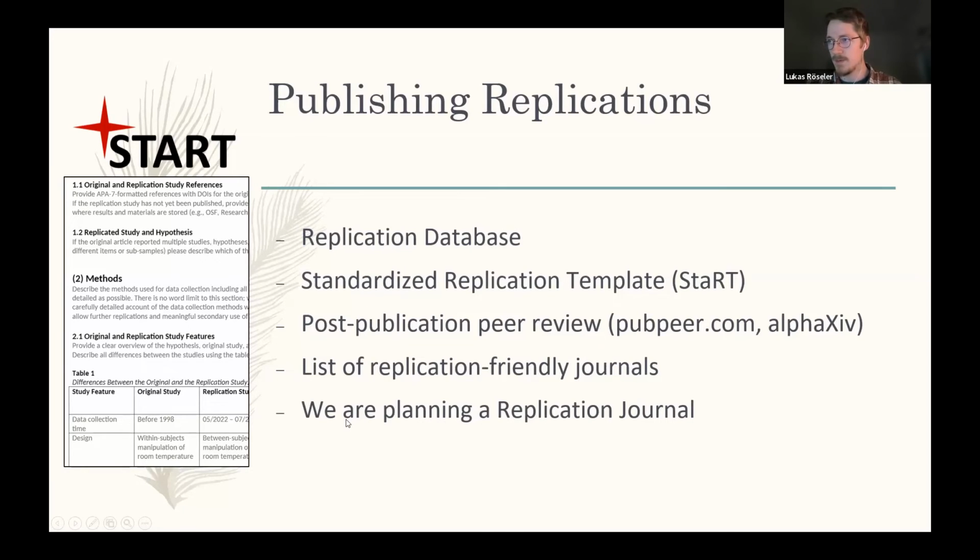And we want to engage in post-publication peer review with a project where we want to comment on all studies for which there are replication attempts. We are maintaining a list of replication-friendly journals, and as the biggest point that is currently in the planning phase, we are planning to create a diamond open access, researcher-led, interdisciplinary, and university-hosted journal for replication studies that makes use of the templates and that will be synchronized with a replication database. And obviously, this will be replication-friendly.